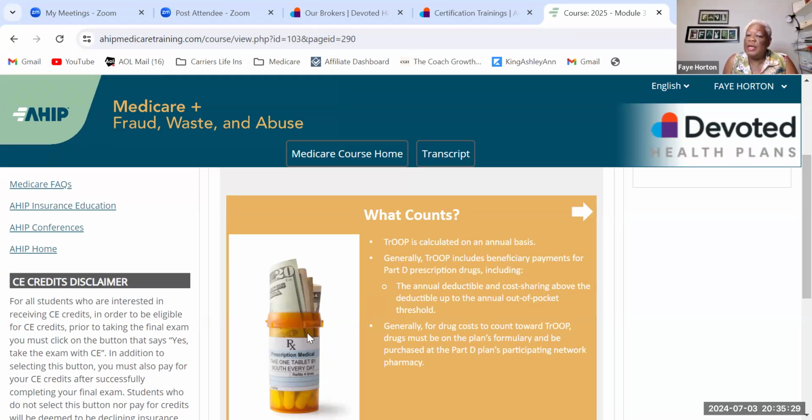Generally, the TROOP includes beneficiary payments for Part D prescription drugs, including the annual deductible and cost sharing above the deductible up to the annual out-of-pocket threshold. Generally, for drug costs to count towards the true out-of-pocket costs, drugs must be on the plan's formulary and be purchased at the Part D plan's participating network pharmacy.